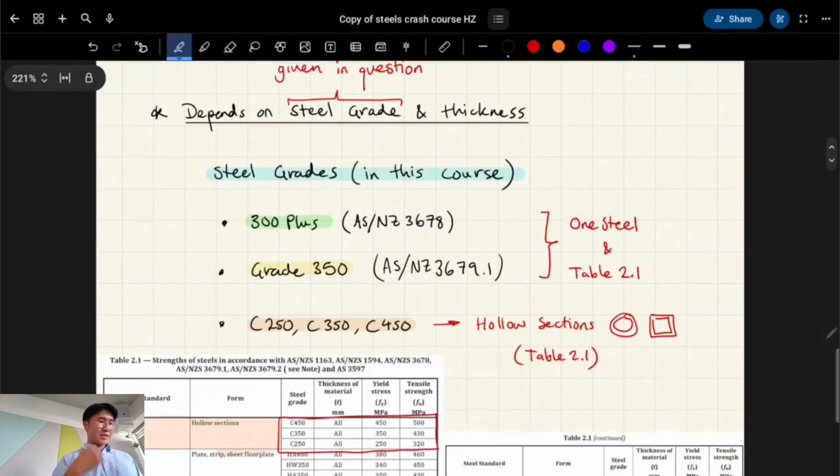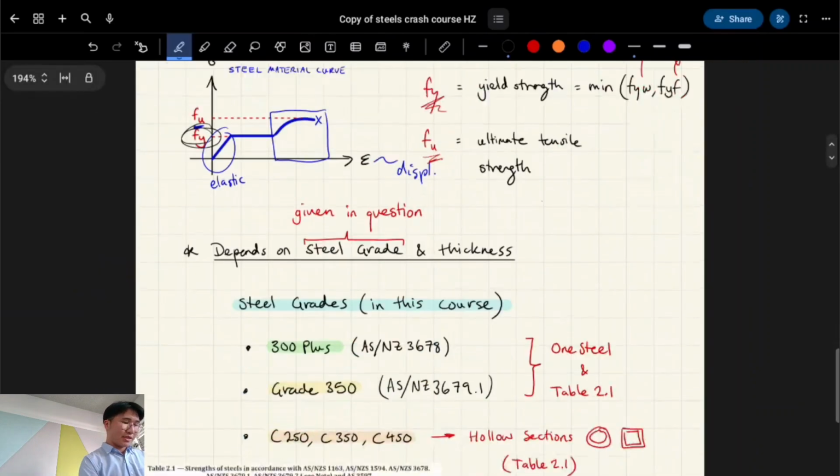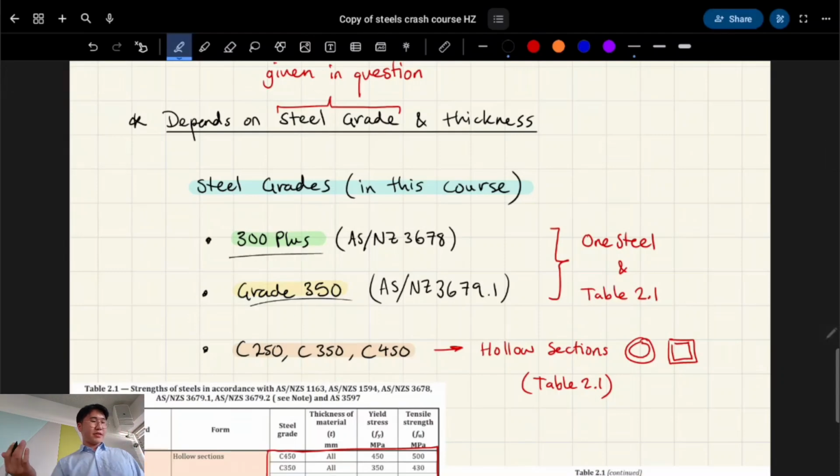Okay, so next, steel grades. So steel grades are essentially to do with how strong they are in terms of material strength, how expensive it is to produce, things like that, right? So there's a few grades you'll see in this course. 300 plus and grade 350 is what you'll see a lot in OneSteel and in the tables. So if it says we're designing a 300 plus steel section, whatever, it means that's what you should look at. So if the question gives you that, that's what you should be looking at in OneSteel.